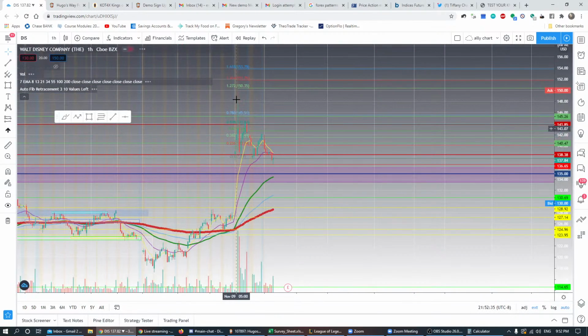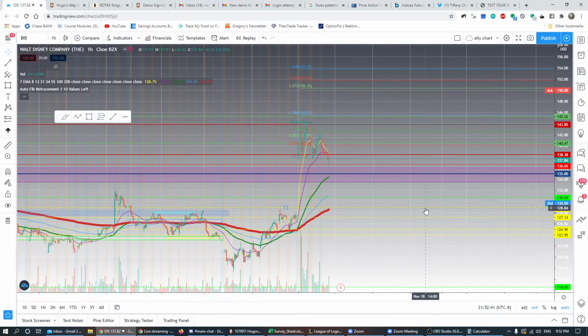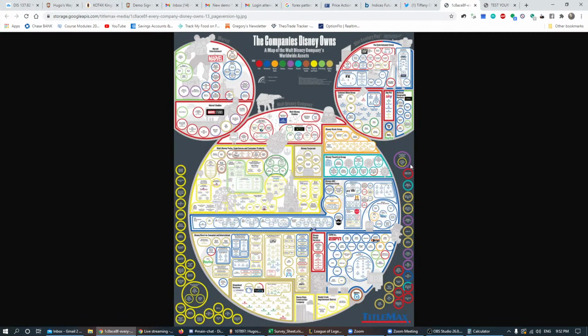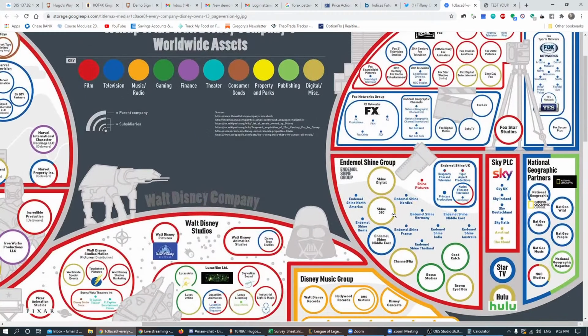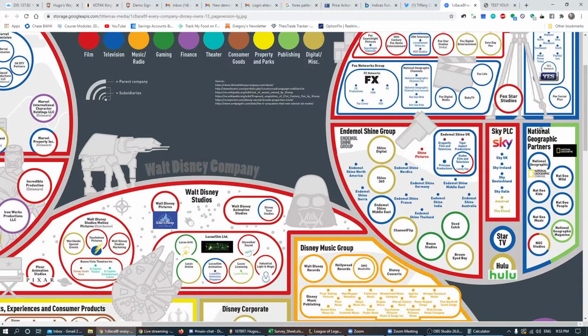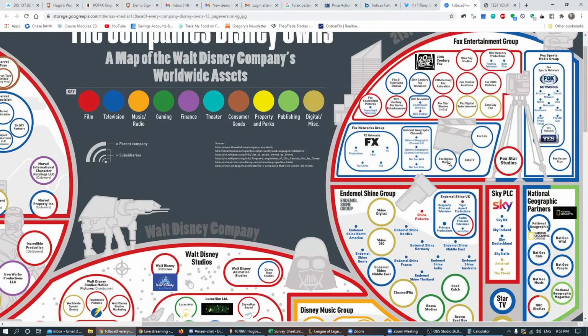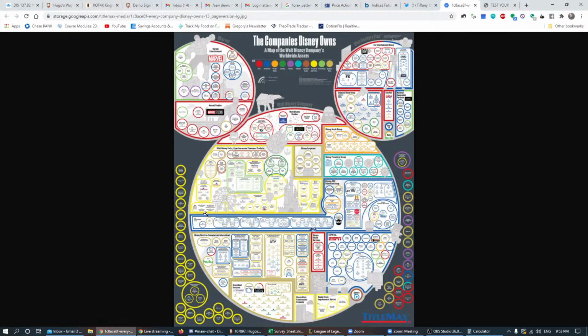Disney has earnings. I'm really nervous about earnings because they haven't been making any money. If you look at my Twitter feed, you zoom in and you see everything that Disney owns. What hasn't been making money for them? This might be making money for them. Sky, maybe that TV has been making money for them. Fox, probably. But look at the stuff that they have right here.